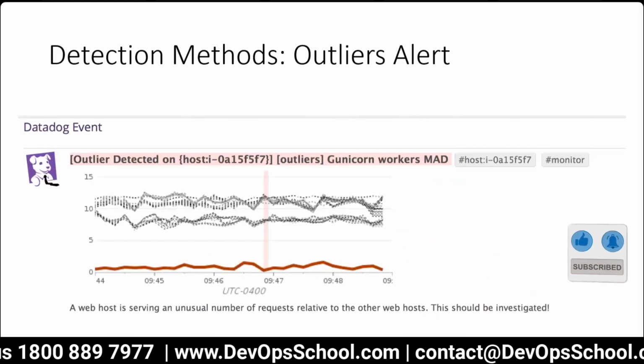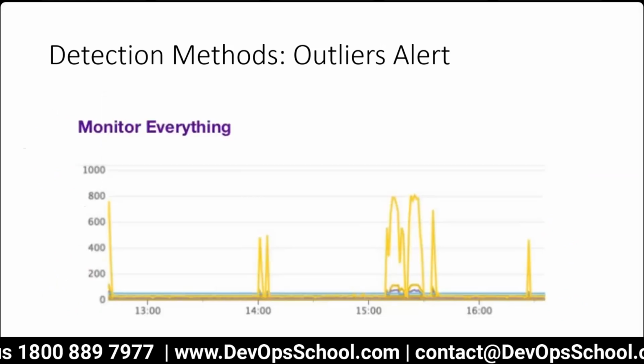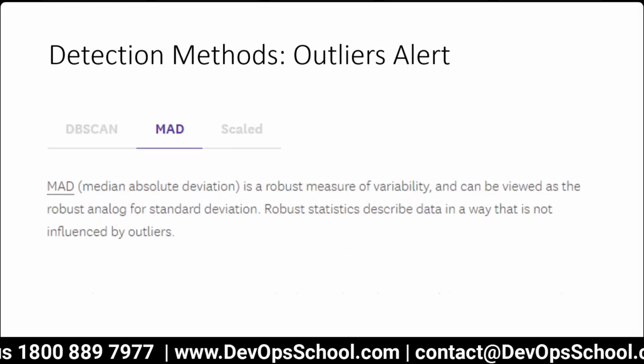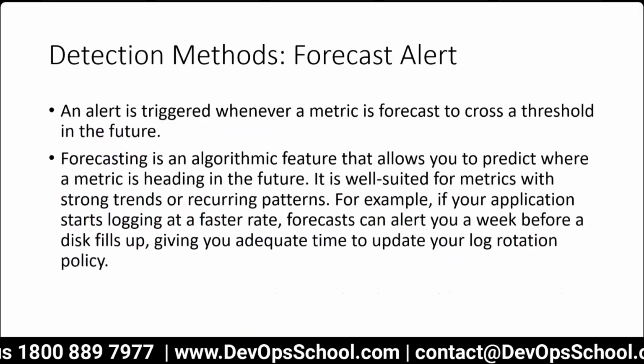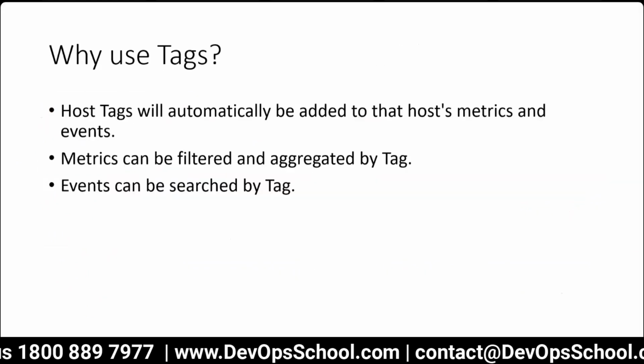Outlier alerts a group of machines. If some machines are not behaving well, then outliers. That is also a detection method in Datadog. If you ask me what algorithms are used for outliers, these are the three mathematical formulas they are using. DBSCAN, they are also improving it every time. So DBSCAN and MAD and scaled. These are the three mathematical formulas they are using for outliers and so on. Forecasting also has been used, and live processes, live check and so on.